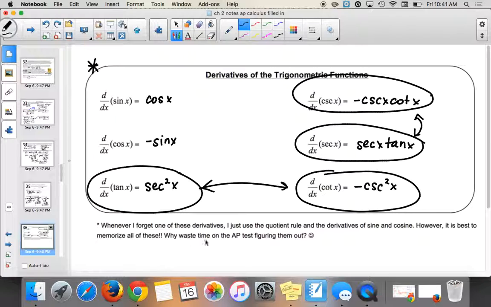So whenever I forget one of these derivatives, I just use the quotient rule. I never forget them. I know these derivatives by now, right? I've been teaching for a very long time. But when I used to forget these, I would use the quotient rule and the derivatives of sine and cosine.